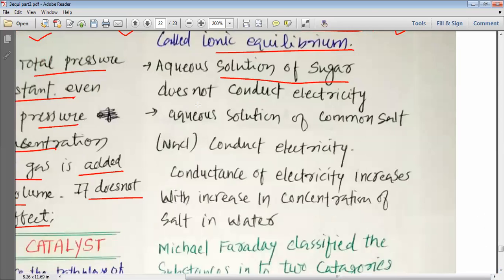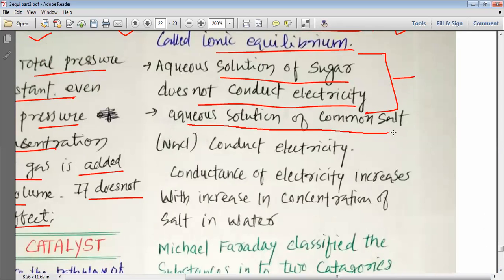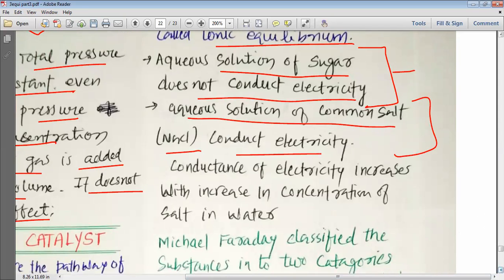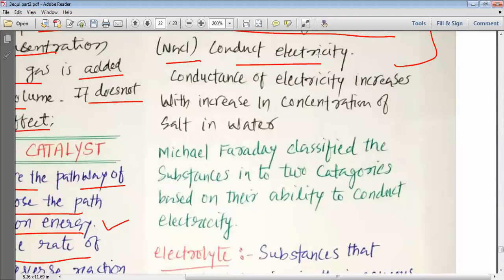Aqueous solution of sugar does not conduct electricity. Please remember that if we take sugar and add it into the water, and then pass electricity, such a solution does not conduct electricity. But aqueous solution of NaCl conducts electricity. Thus, for some substances their aqueous solution conducts electricity, and for some substances their aqueous solution does not conduct electricity.